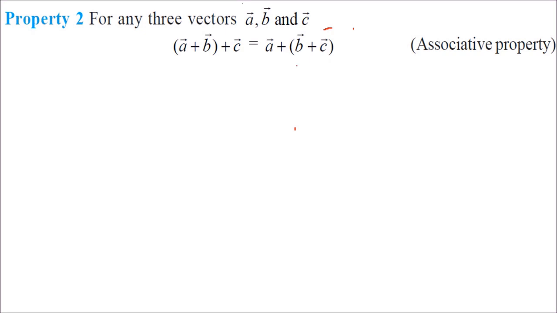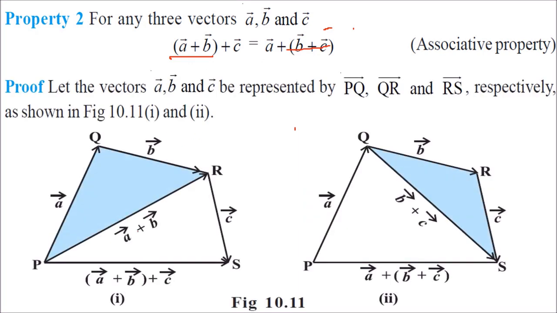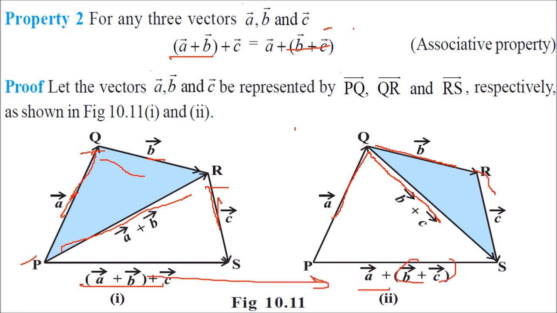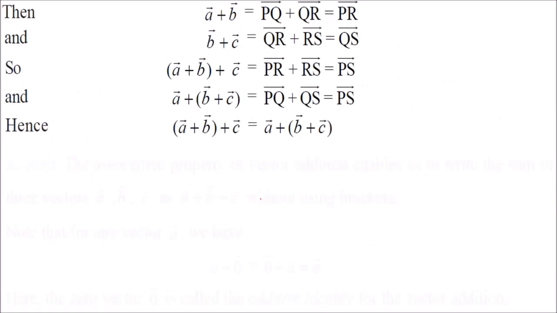Then we have a property called the associative property. If we add these two or these two together first, there will be no change. For example, we take this figure. Let the vectors A, B, and C represent PQ, QR, and RS. In this case, if you first add A plus B, and then you add C, this is A plus B plus C. Now you take these two, B and C. If you add B plus C, and then add it with A, it will be A plus B plus C. These two are equivalent. You'll get the same thing. This is the explanation.